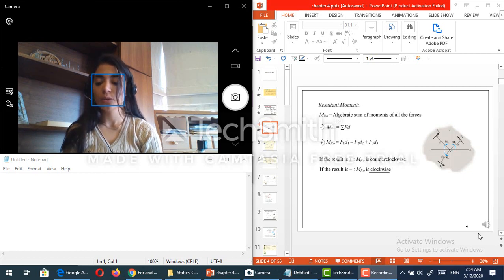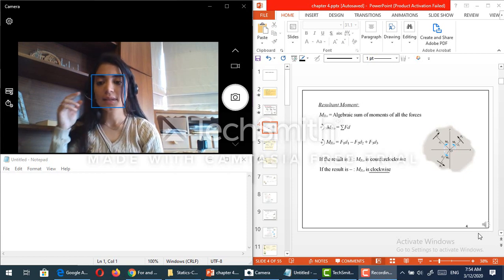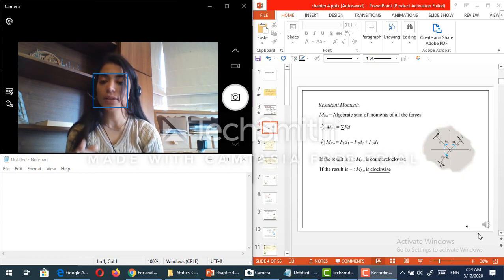Good morning, guys. Let's continue chapter 4, which is about the force system resultant. Now, as we said earlier, the moment is a vector and its magnitude is equal to the force times d. Now, what is d? D is the perpendicular distance from the force to the point of rotation.